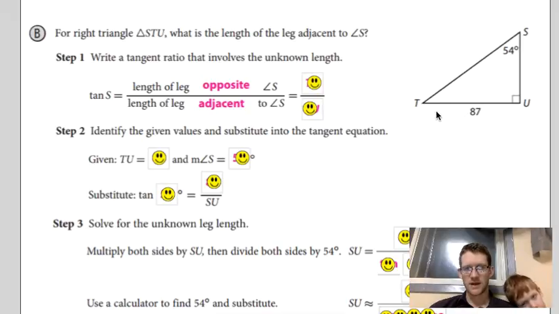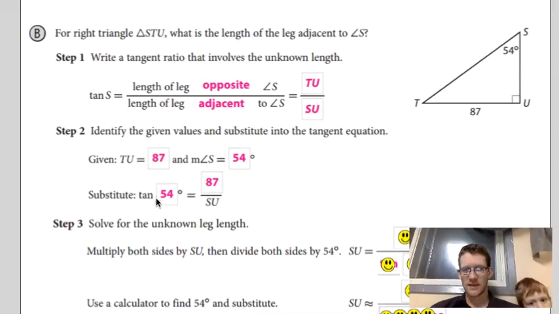The opposite value is 87. No, we're not there yet. The opposite here is TU. The adjacent is SU. So TU is 87. Measure of angle S is 54. We just plug those numbers in. So the tangent of 54 equals 87 over SU.